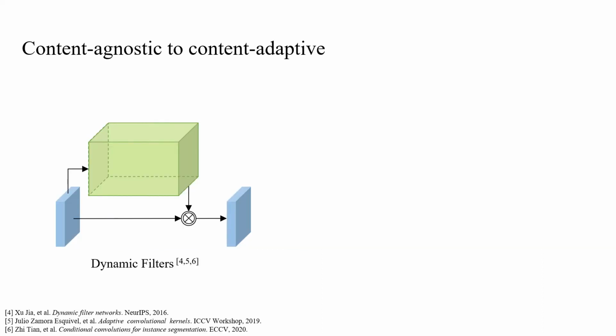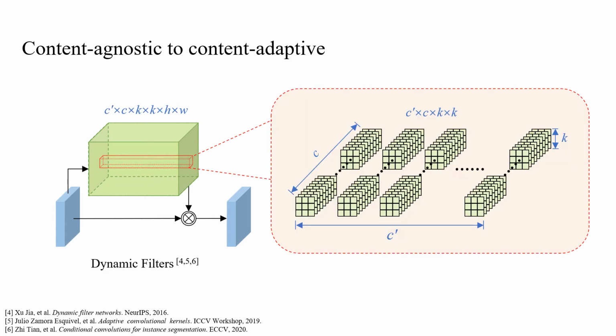To tackle the content-agnostic issue, several dynamic filters are proposed in the literature. They usually leverage separate network branches to predict content-adaptive filters. However, these methods further increase the number of parameters and computational costs, because the generated tensor at each location is a complete convolution filter corresponding to that pixel.